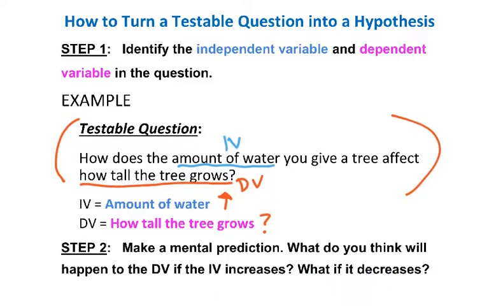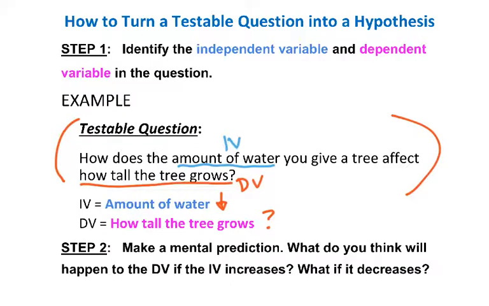What if it decreases? You could also think about it this way. What if the amount of water goes down? What if you decrease the amount of water? Then what's going to happen to how tall the tree grows? Is it going to go up? Is it going to get taller? Is it going to go down? Is it going to get shorter? So think about it for a second.